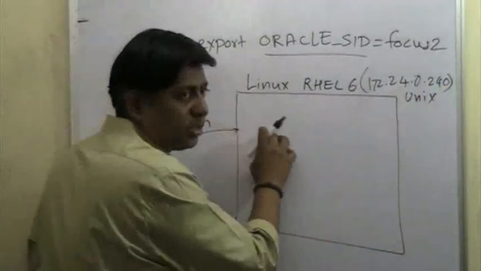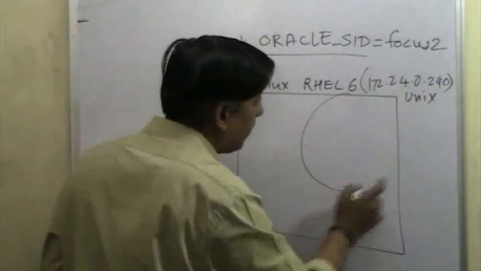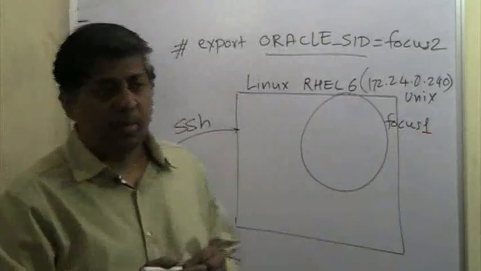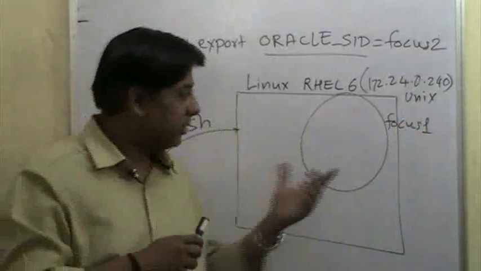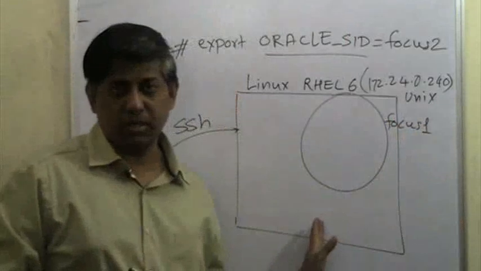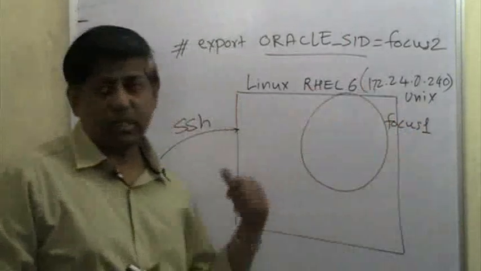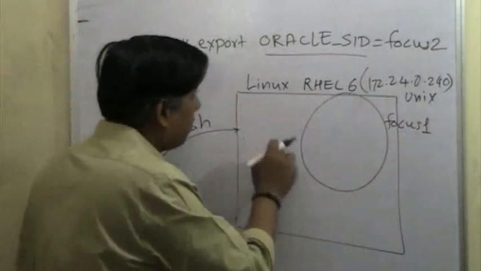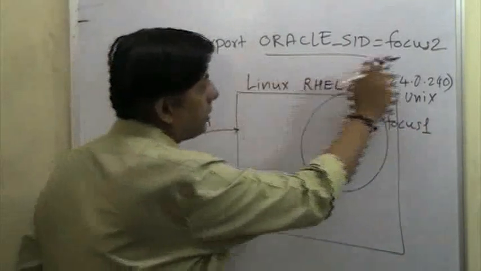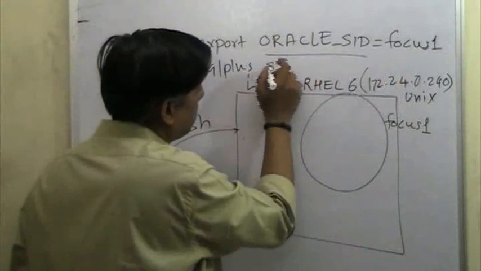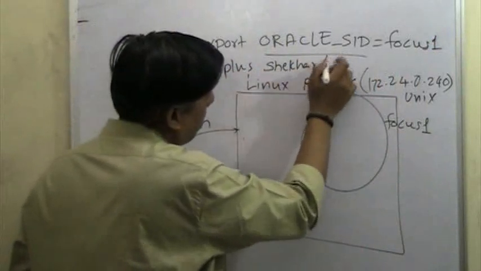Once you are inside this box, on this box there is a database called Focus1 that has already been created by a DBA. When I say a database is created, that means there are 4 or 5 different data files sitting somewhere on the hard disk of this machine. Now this is a logical representation of that database Focus1. You come inside the Unix prompt, and from the Unix prompt you type this command, export ORACLE_SID equal to Focus1, and then the command sqlplus, and then you type the login ID, let us say Shekhar, slash the password.